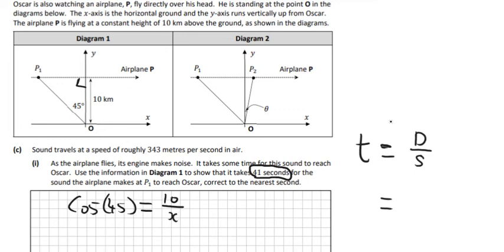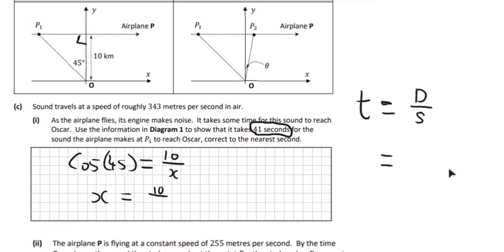I'll just call it X for now. And then if you multiply by X, you get X cos 45, and then divide by cos 45. So X is 10 over cos of 45. And that's going to be 10 root 2. So 10 root 2 is the length of that.